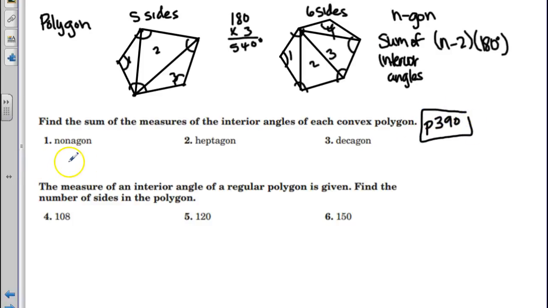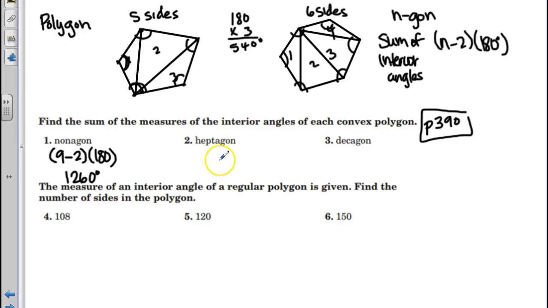All right, so a nonagon. A nonagon has 9 sides. So if I want to find the sum of the measures of the interior angles, I do 9 minus 2 times 180. So that's 7 times 180, and 7 times 180 is 1260. So 1260 degrees on the interior. So if I draw 9 sides on the inside of the triangle.